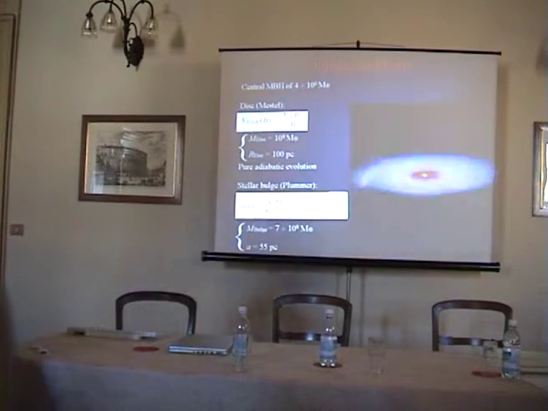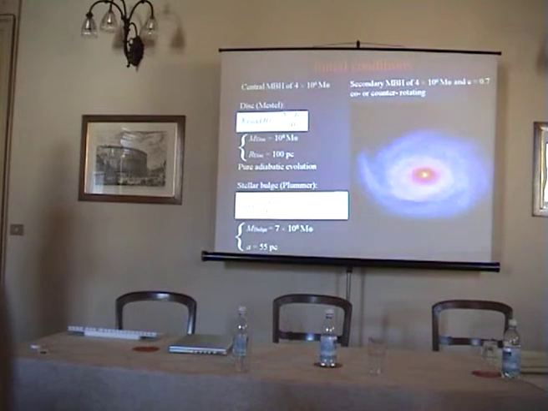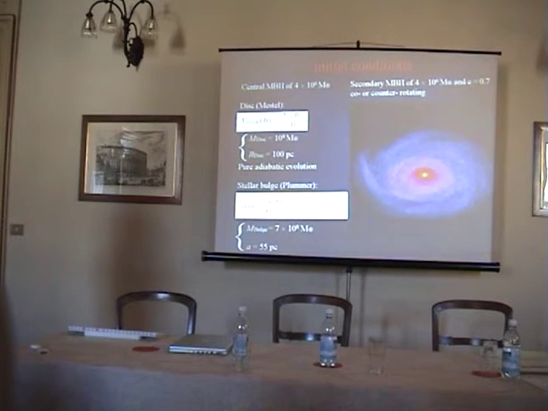In every simulation, we put a secondary massive black hole, with the same mass as the primary, at an initial separation of 50 parsec from the center, on an eccentric orbit with eccentricity 0.7. The secondary massive black hole can be on either a co-rotating or a counter-rotating orbit with respect to the disk.